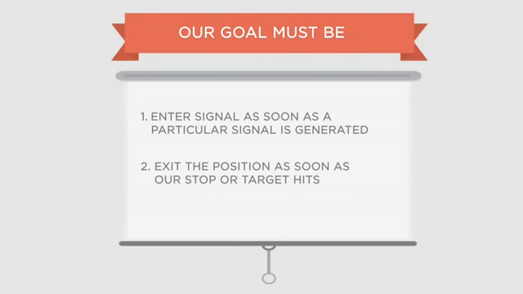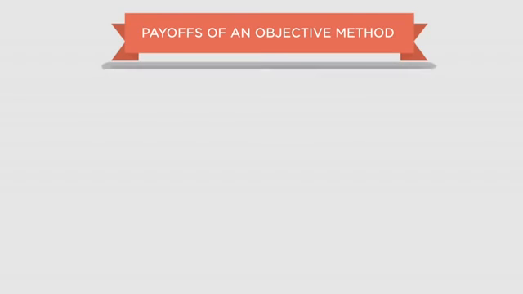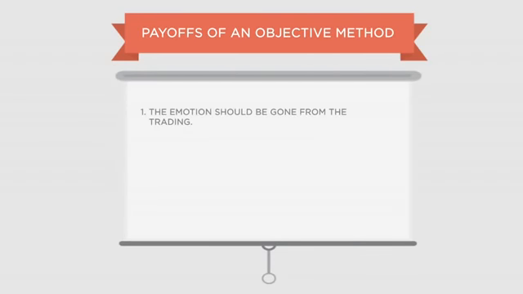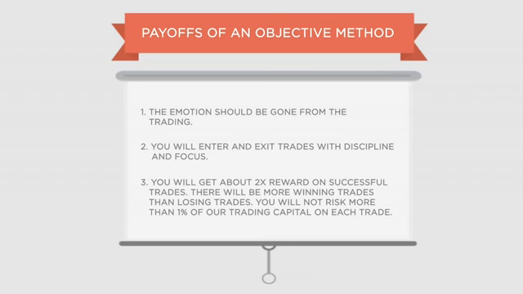And next, you must exit the position as soon as our stop hits or our profit target hits, whichever is earlier. The payoff of an objective method is that the emotion will be gone from the trading. You will enter and exit trades with discipline, focus, and obviously it will be objective. And you'll get about 2 times reward on successful trades.